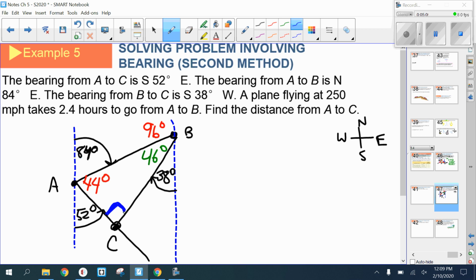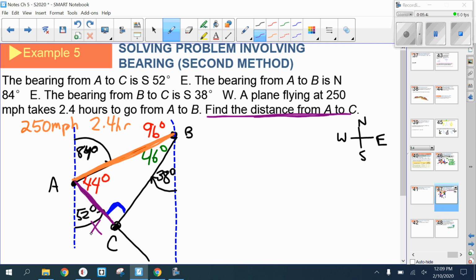Now it says a plane flying at 250 miles per hour takes 2.4 hours to go from A to B. So they're going from A to B right here, going 250 miles per hour for 2.4 hours. That's fine. But then they talk about the distance from A to C. Find the distance from A to C. We want to find this distance. I'm going to call it x.